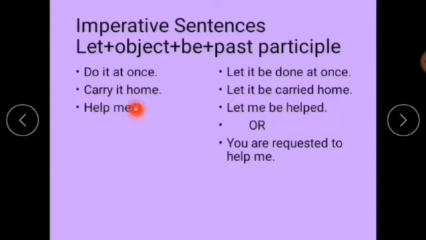Help me. You can say help me. Here is a request also. When you say help me, so let me be helped, or you are requested to help me.